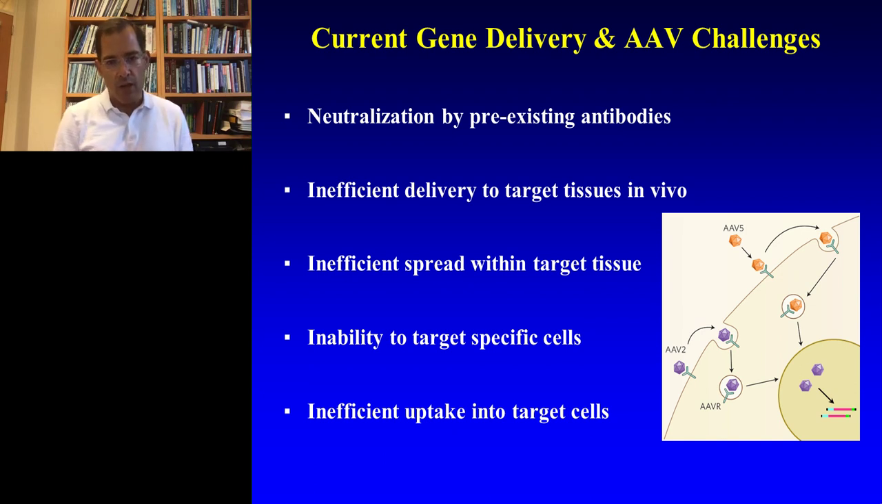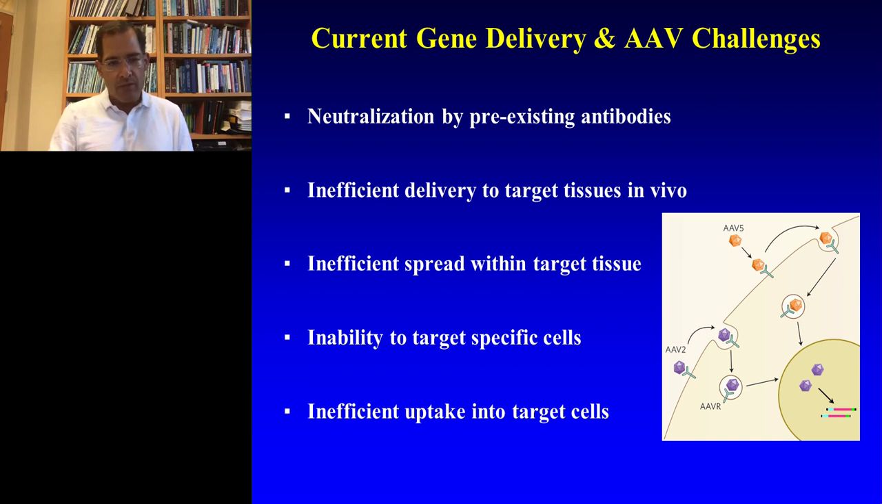But even if the virus does not have antibodies as a barrier, it often biodistributes to the wrong tissues inside the body, has inefficient spread when it reaches the surface of those target tissues, has zero capacity to target one cell type versus another within those tissues, and even if it reaches the surface of a target cell, most cells in the body are not highly efficiently infected by AAV.